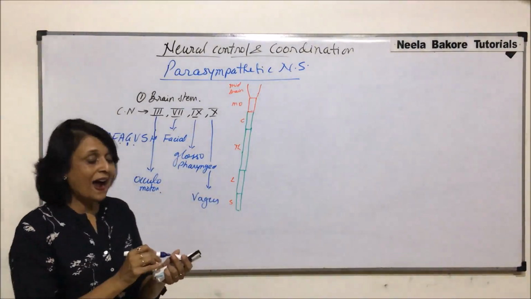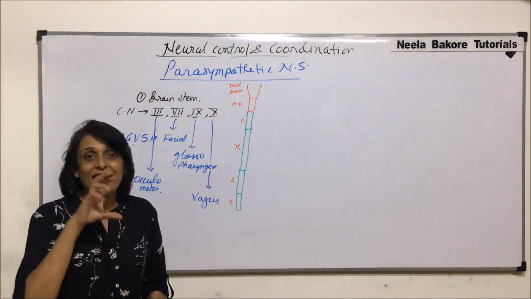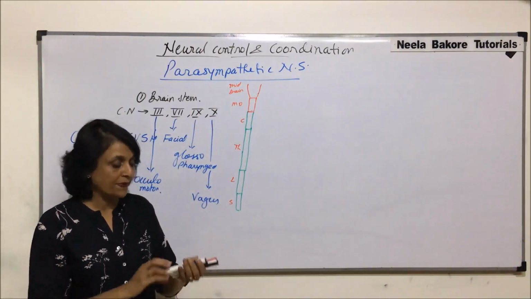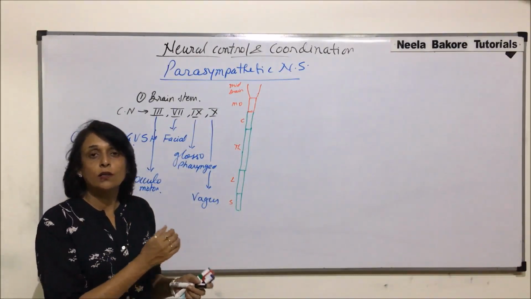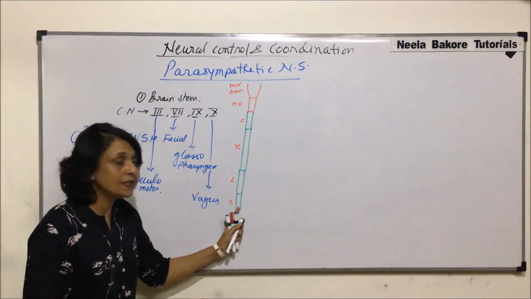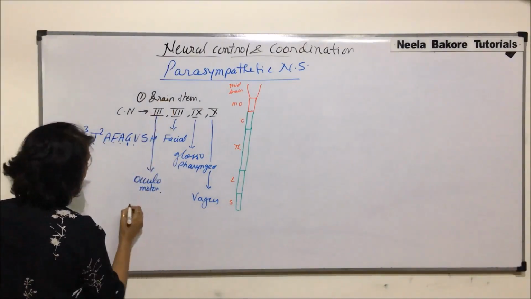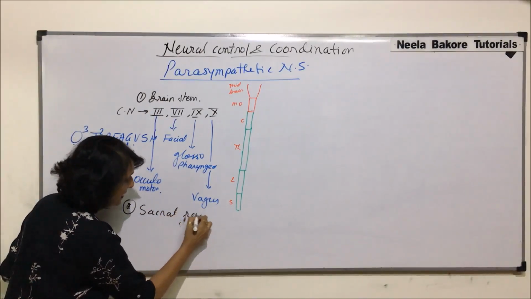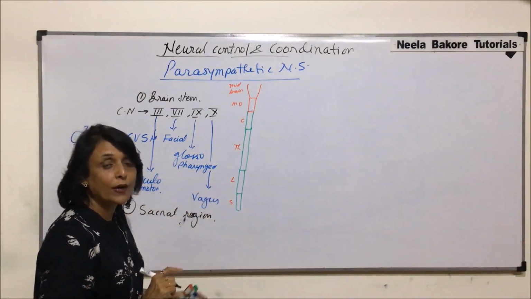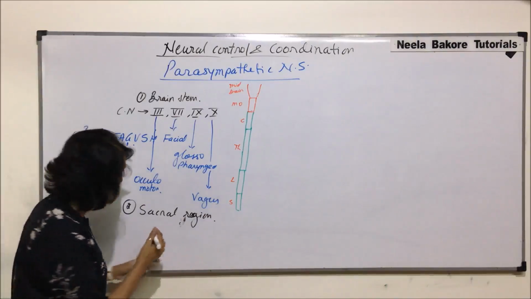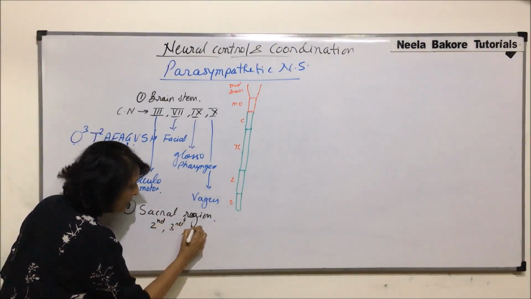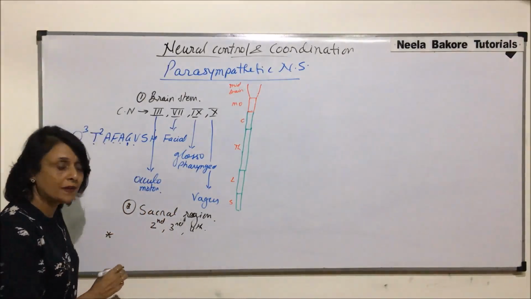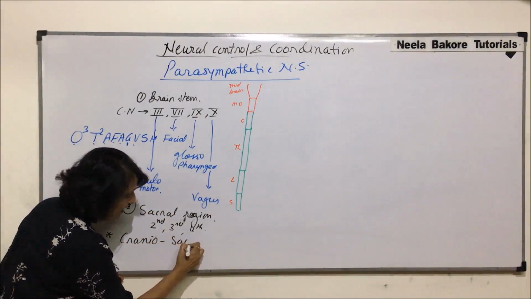So, one part of the parasympathetic nervous system arises from the brain region, the brain stem and the medulla, especially from these cranial nerves. And that is why we call the outflow cranio. And one is coming from the sacral region. So, craniosacral. So, this is the brain stem. And the second one is from the sacral region of the spinal cord. And the spinal nerves of the sacral region are the 2nd, 3rd, and 4th. So here, the outflow will be written as craniosacral outflow.